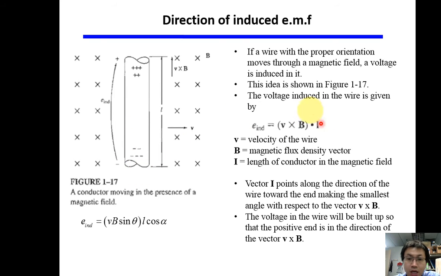And then we put in the equation where E induced equals v cross B, the velocity cross the magnetic flux density, and then dot the length of the conductor. Three of them are vectors. So we can put it this way: E induced equals v times B sin theta, then times L cos alpha.